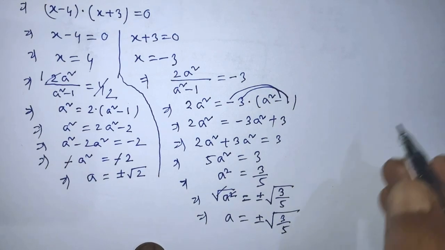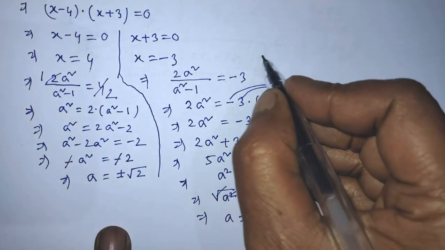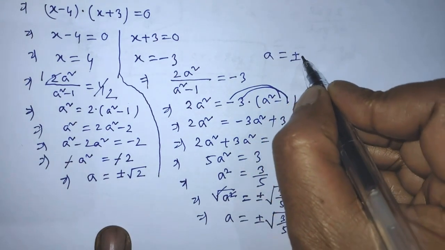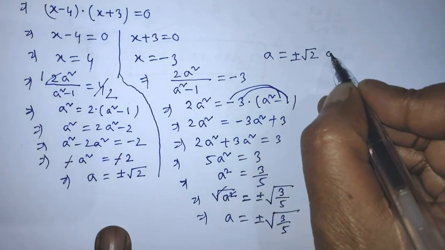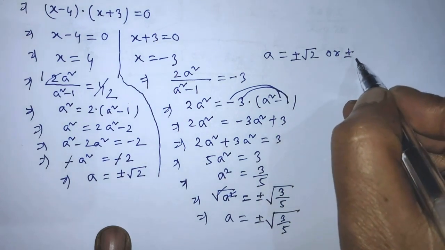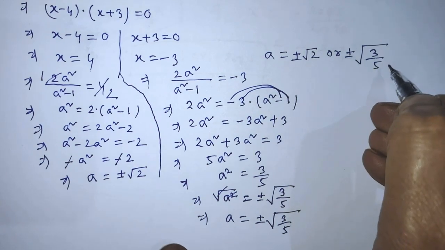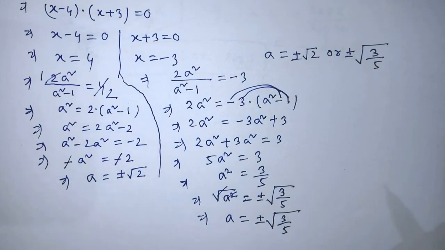So student, in the given equation the value of a will be plus minus square root of 2 or plus minus the square root of 3 over 5. So student, our answer is complete.